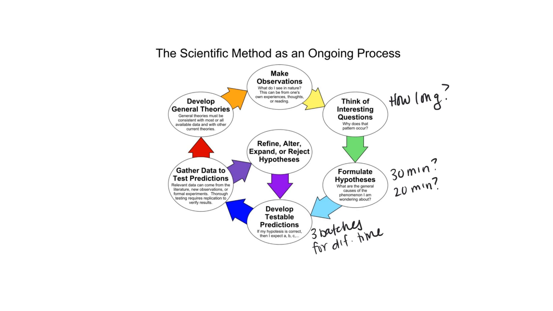You put them in the oven and you gather your data. The 30 minutes was too long. They're burnt. 20 minutes too short, and so on. And then from there, you can refine your hypothesis. Like, actually, I'm going to use 19 minutes instead. And then you do it again until you come up with a perfect time and your cookies come out perfect and you figured out a theory for how long it takes to make cookies.